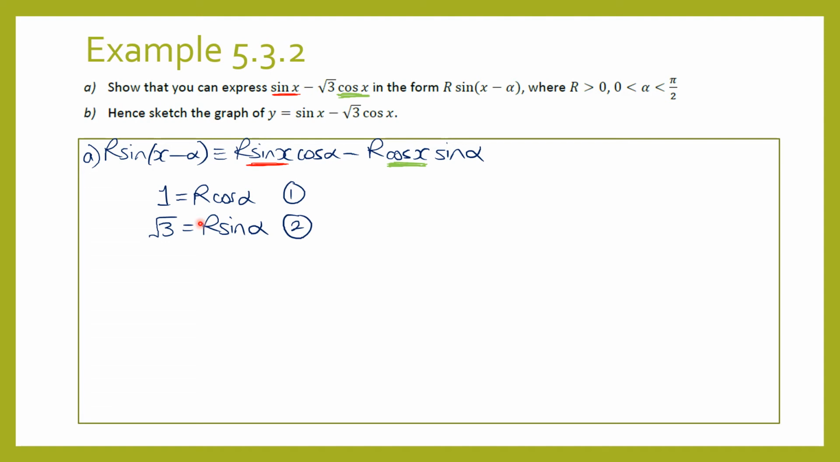So now try and remember how we did the first example and go ahead and find r and alpha. I'm going to pause for a few seconds. I suggest you pause the video and work out r, work out alpha.